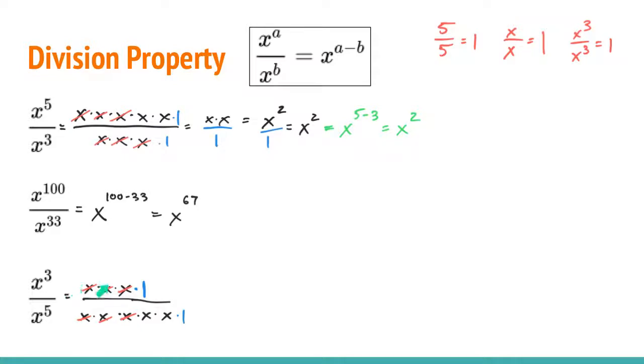Well, really, they reduce out, and you have a 1 as a multiplier left. Even though we didn't write it, there's still a 1 there. And so that's why your final answer would be equal to 1 over x squared, because now you see that you have 2 x's down here.